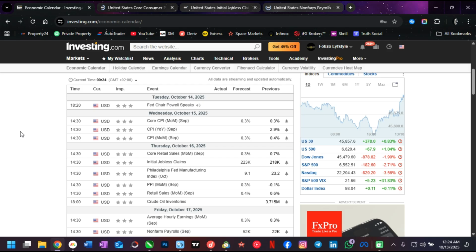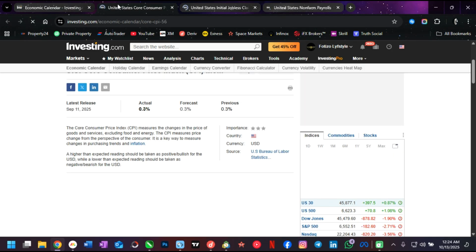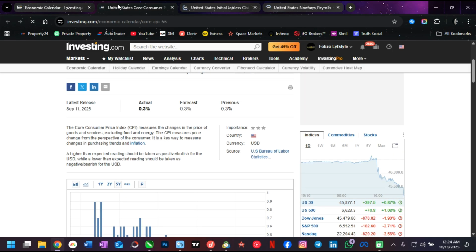Now, this week, we are going to be starting off with fundamental analysis, and as we look at what is going to be happening this week, we are looking at the consumer price index, which gives us information concerning consumer spending in the US market. By definition, the core consumer price index measures the changes in the price of goods and services, excluding food and energy. The CPI measures the price change from the perspective of the consumer. It is a key way to measure changes in purchasing trends and inflation.